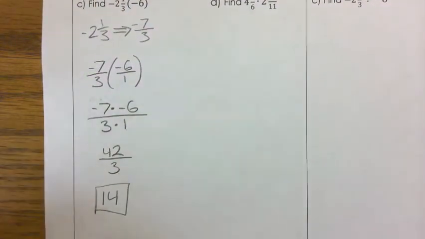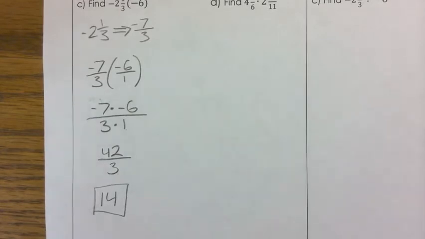If you're not sure how to think about that, think about, well, 3 multiplied by 10 would give me 30, and 3 times 4 would give me 12, right? I broke the 42 into a 12 and a 30. You could also just do long division and write it out.